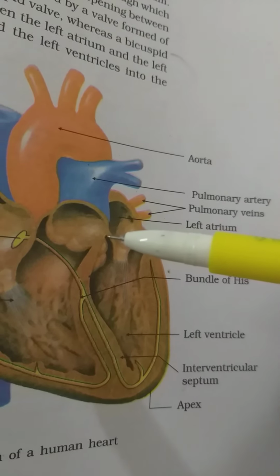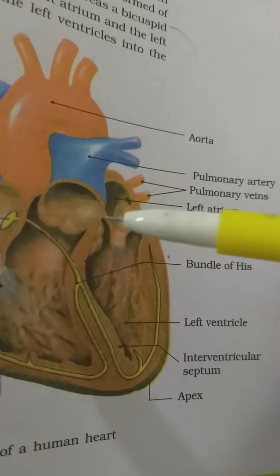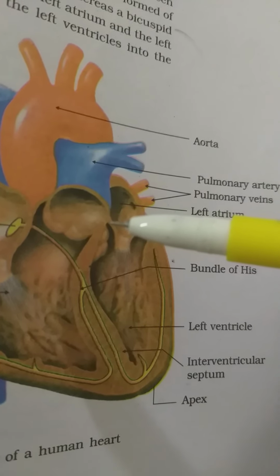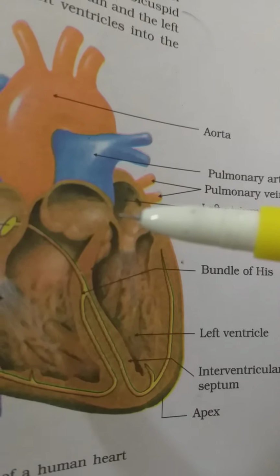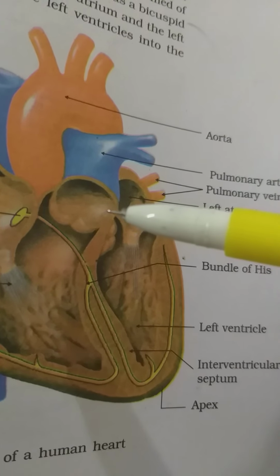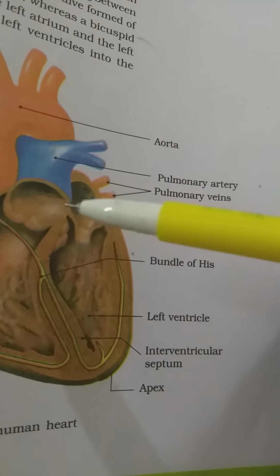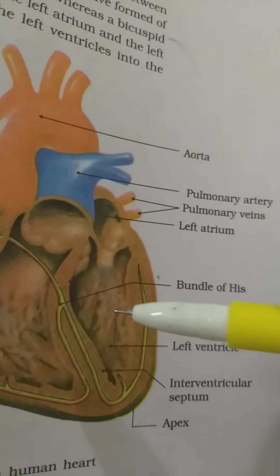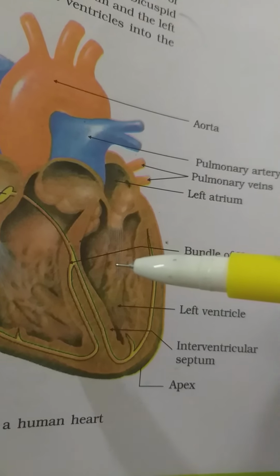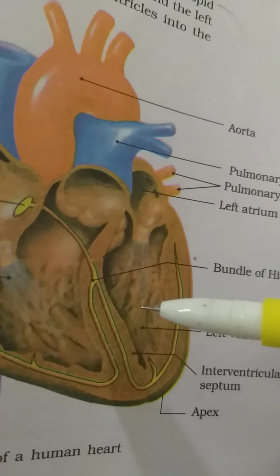So left atrium receives oxygen-rich blood from the lungs through the pulmonary veins. This oxygenated blood is pumped into the left ventricle. Left atrium pumps blood into left ventricle through bicuspid valve. From the left ventricle, oxygen-rich blood is pumped into the aorta.